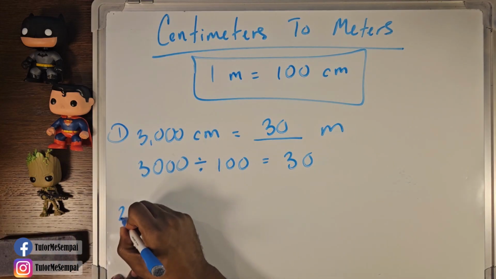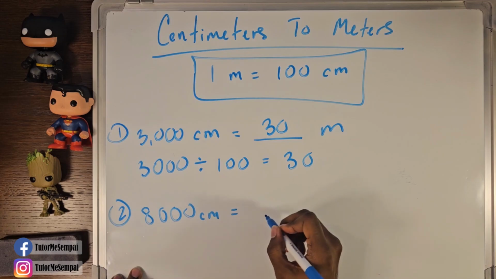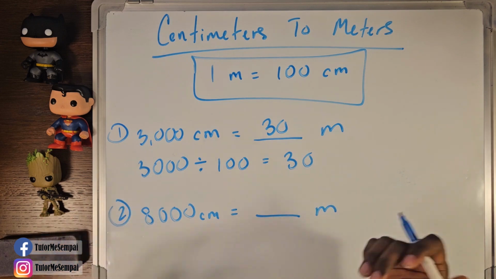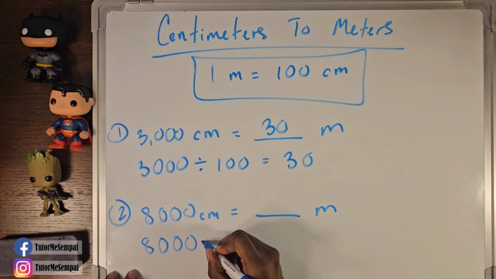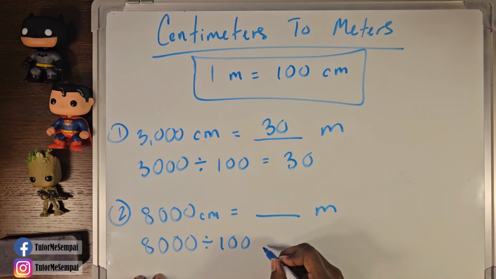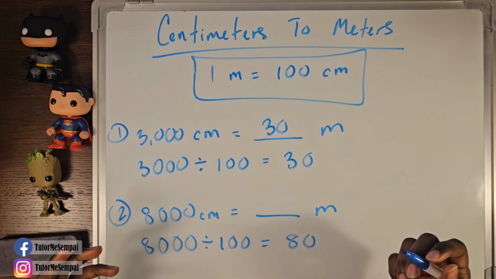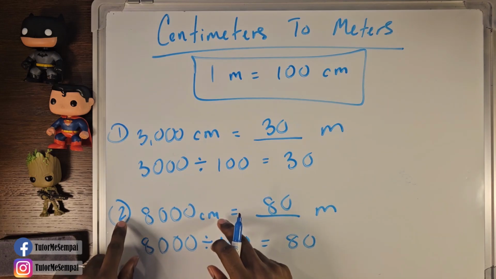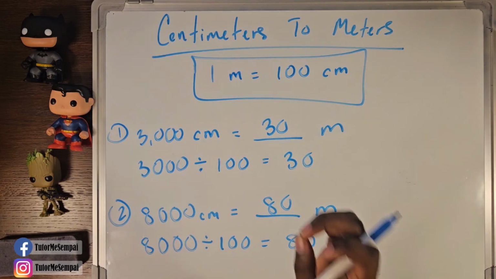Let's say we have another example which says we have 8,000 centimeters. We want to find out how many meters we have in this case. We're going to do the same exact thing. So you're going to have your 8,000 divided by your 100 because we want to know how many groups of 100 make up this 8,000. And that's going to be 80, which tells us that we're going to have 80 meters when we have 8,000 centimeters.